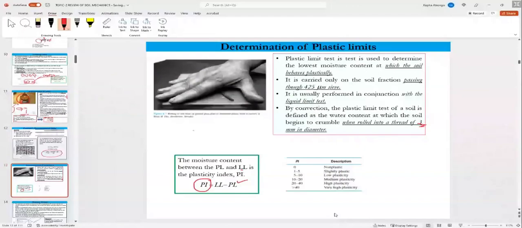Now, depending on the plasticity, it defines the soil to be non-plastic all the way to PI greater than 50, highly plastic soil. Now, we use this plasticity index and the liquid limit to define whether the soil is clay, the portion passing sieve 200, or it's silt.